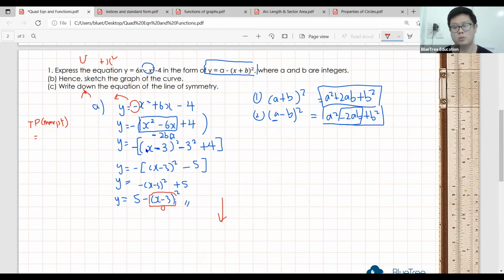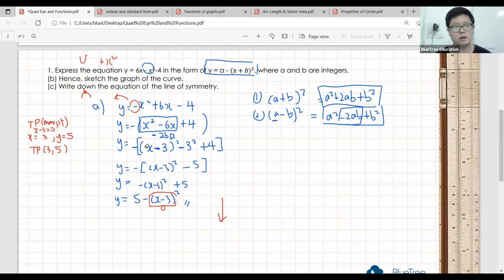then you have to make this entire group become 0, right? Which means that x minus 3 is 0. So x is 3. Now, if this entire group is 0, then you will have 5 minus 0 as the outcome for y, right? So y will be 5. So the turning point is (3, 5).